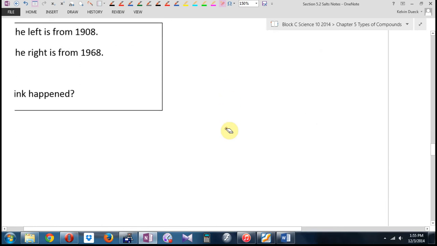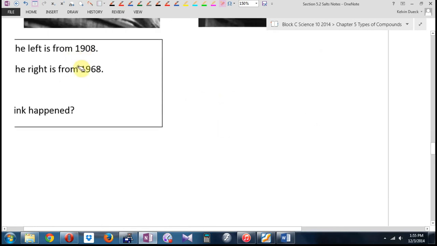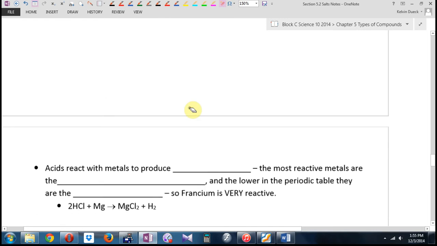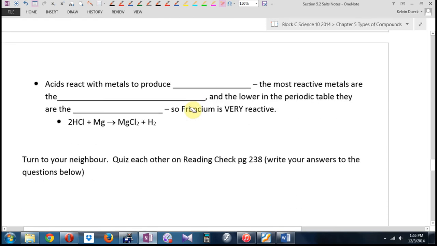Okay. For some reason on my handout, the dates didn't stay there, but they stayed on yours, right? Okay. So, next page.